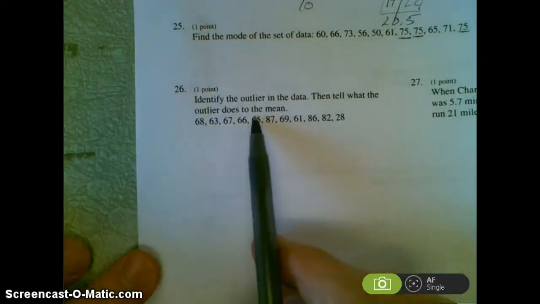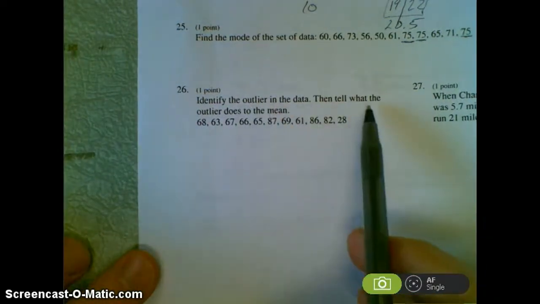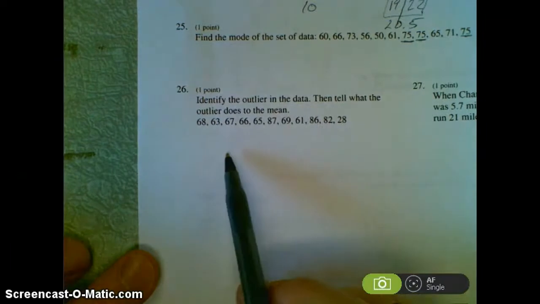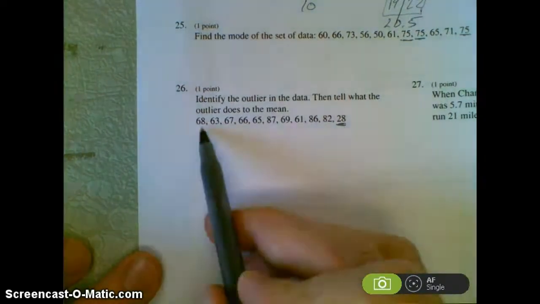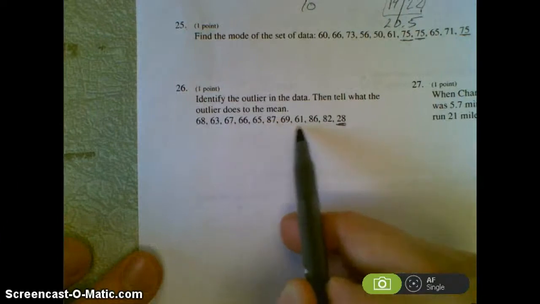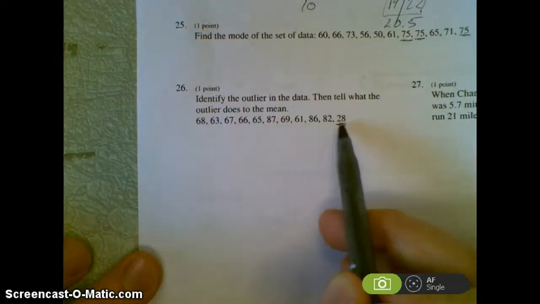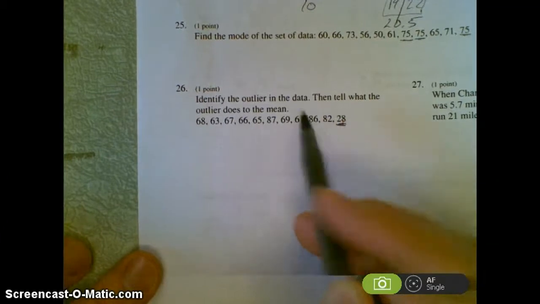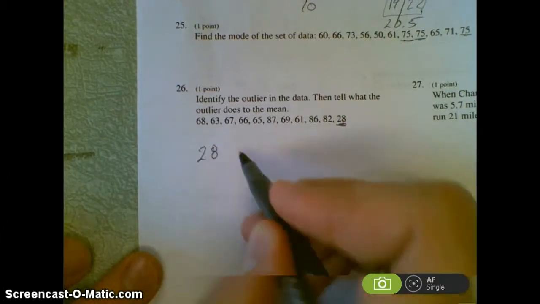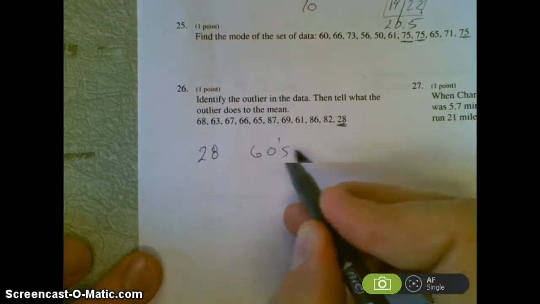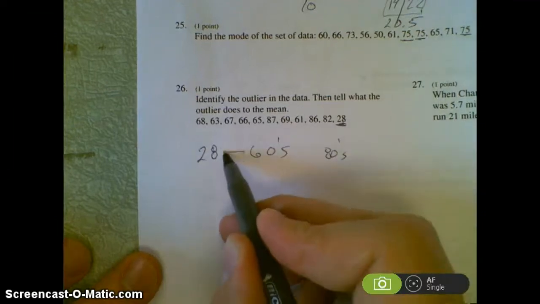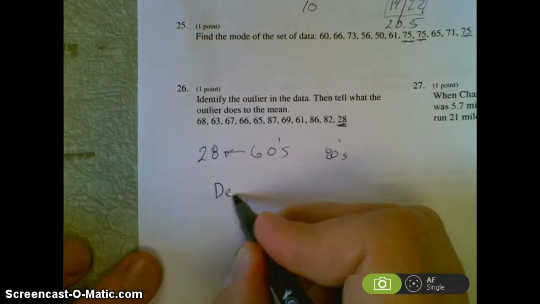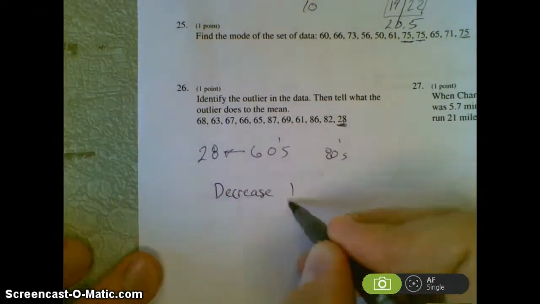26, we're identifying the outlier, and that is the one that's much higher or much lower than the rest of the data. Looks like our outlier is 28 because we've got values in the 60s and a couple in the 80s and then one that's in the 20s. That one's definitely an outlier. Since this one is so much lower than the rest of our data, we got 60s and we got 80s, it's actually going to decrease the mean.